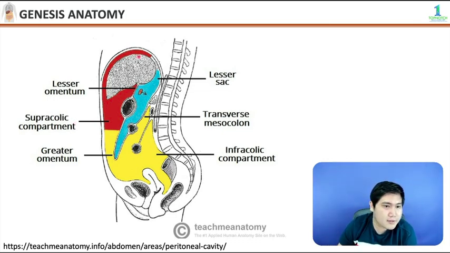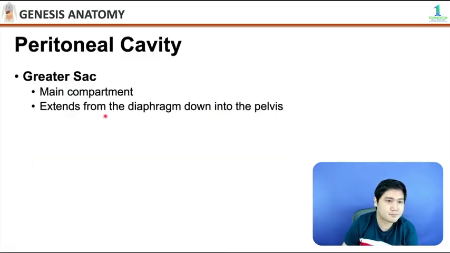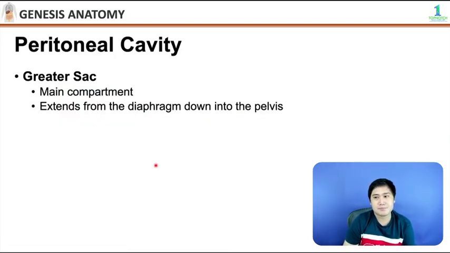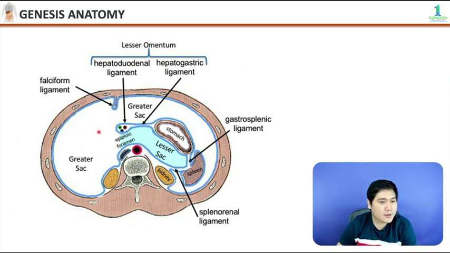The red and yellow portion is the greater sac. The greater sac is the main compartment, and extends from the diaphragm, this one is the diaphragm, down to the pelvis. That is the greater sac. So this is the lesser sac behind the stomach. Again, the connection is the epiploic foramen of Winslow. The rest is part of the greater sac.